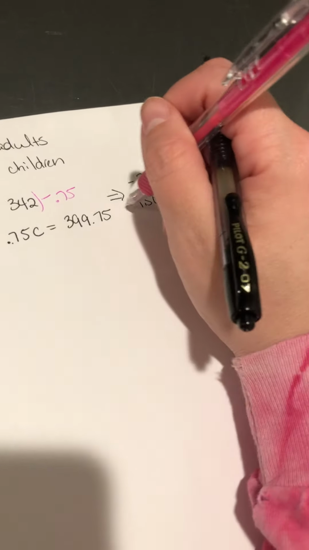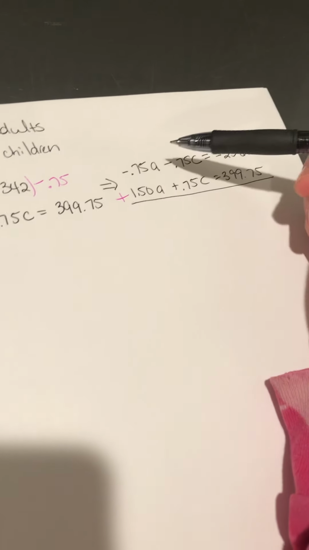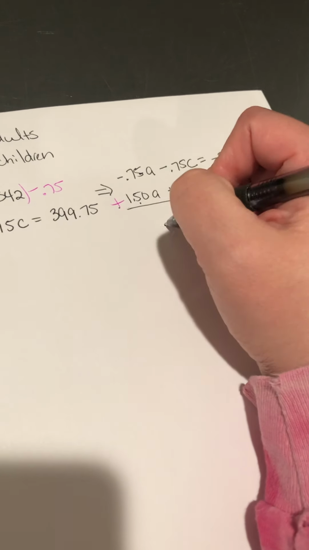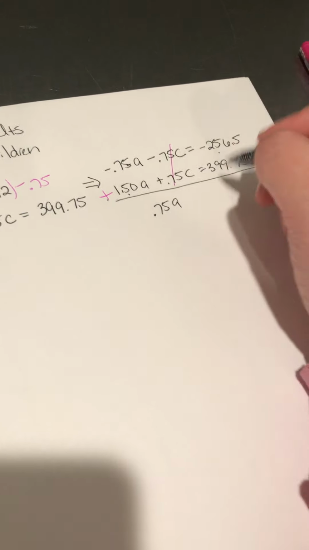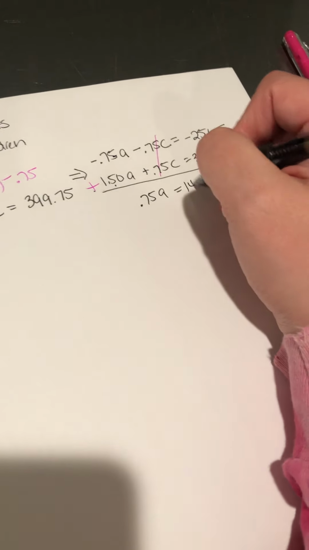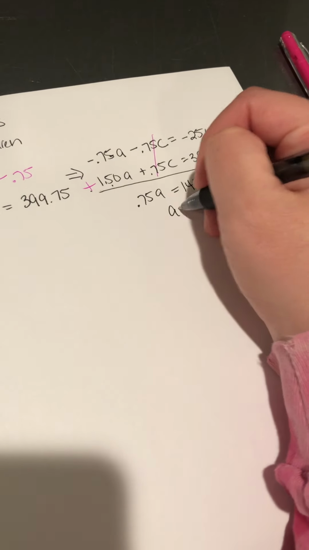And then I'm going to add. You could also subtract if you multiplied through by a positive, but I think I've harped on that enough. So negative 0.75A plus 1.5A is 0.75A. Negative 0.75C plus 0.75C is gone. And then negative 256.5 plus 399.75 gives me 143.25. And if I divide by 0.75, I get 191.